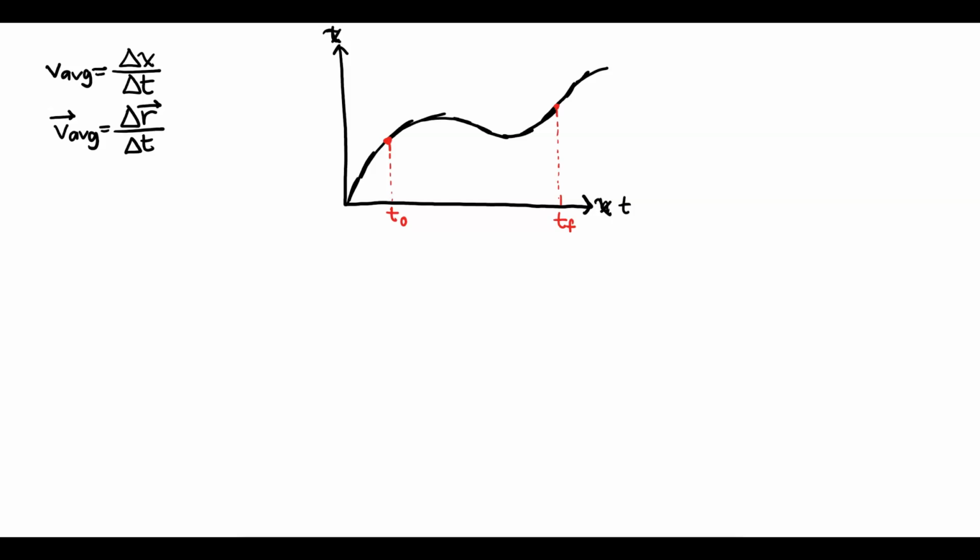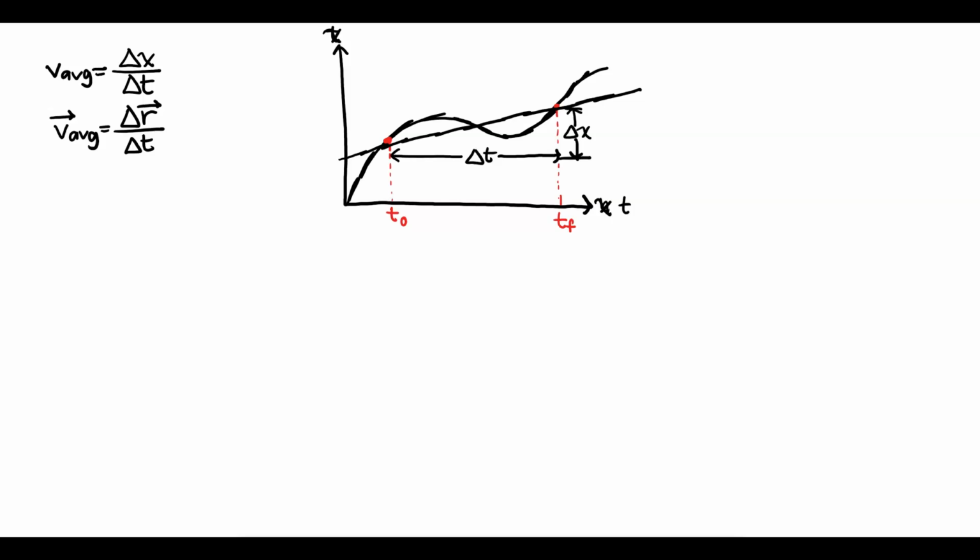then, using a ruler, the average velocity will be the slope of this line, because it's the change in position, delta x, over the change in time. Okay, and that's exactly what this ratio tells us. It's just the slope of this graph.